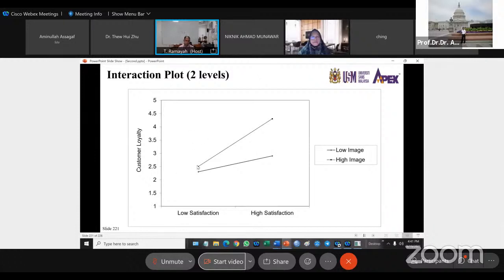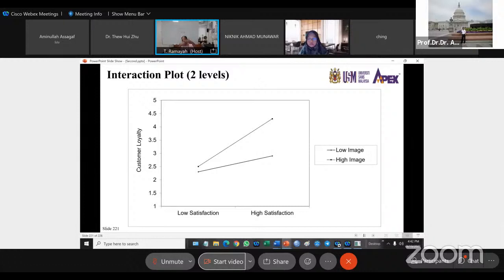Here, what we can see is the relationship between satisfaction and loyalty is stronger when image is high. This is what we can conclude from here. So that's why we need this plot. Most good journals will have this interaction plot as a standard operating procedure when it's significant. When it's not significant, forget about this plot.